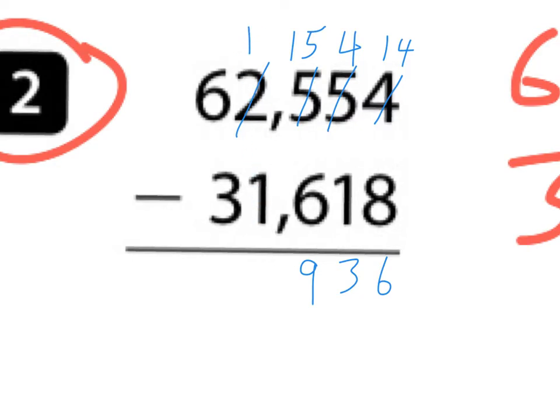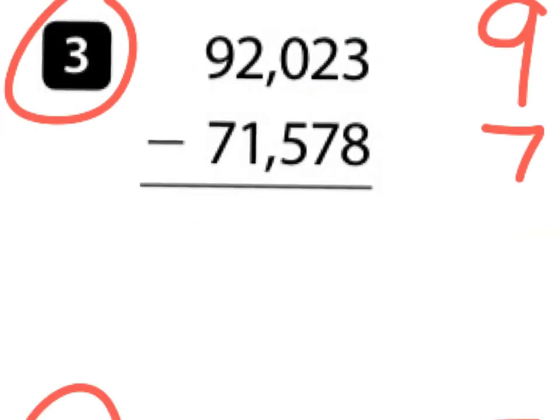So 1 minus 1 is 0. And then in our 10,000s place, 6 minus 3 is 3. So our difference is 30,936.